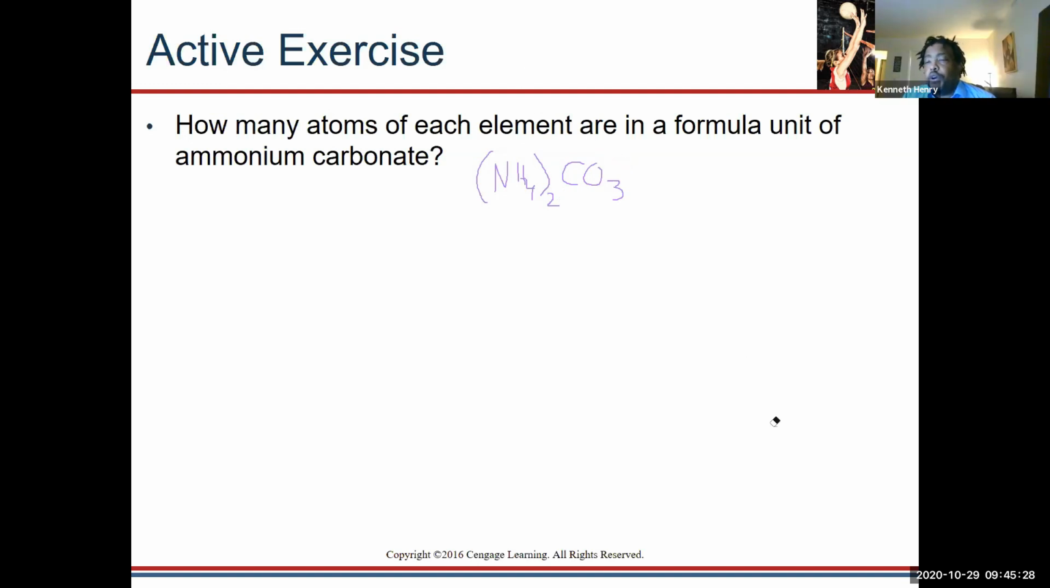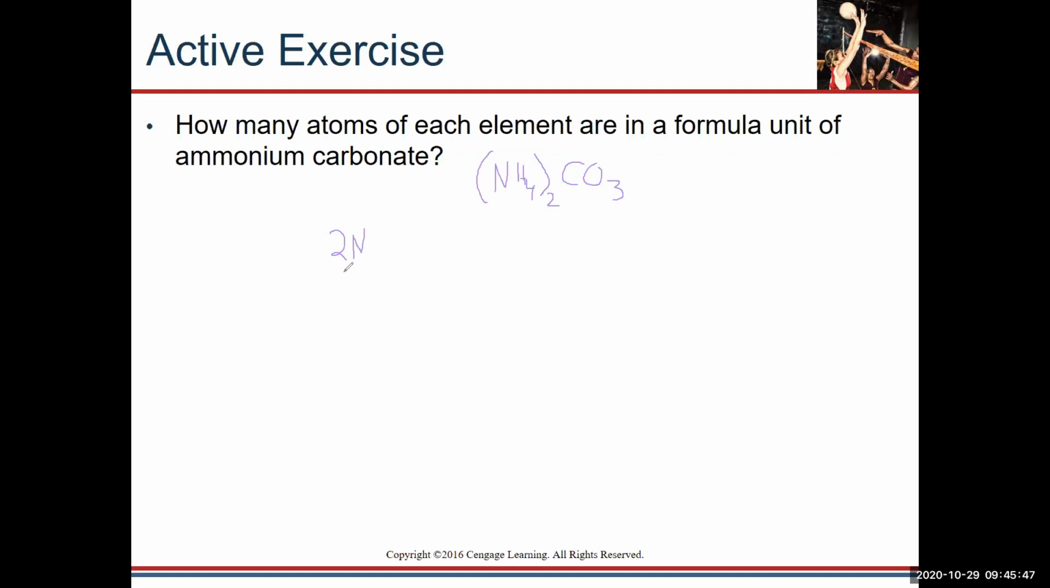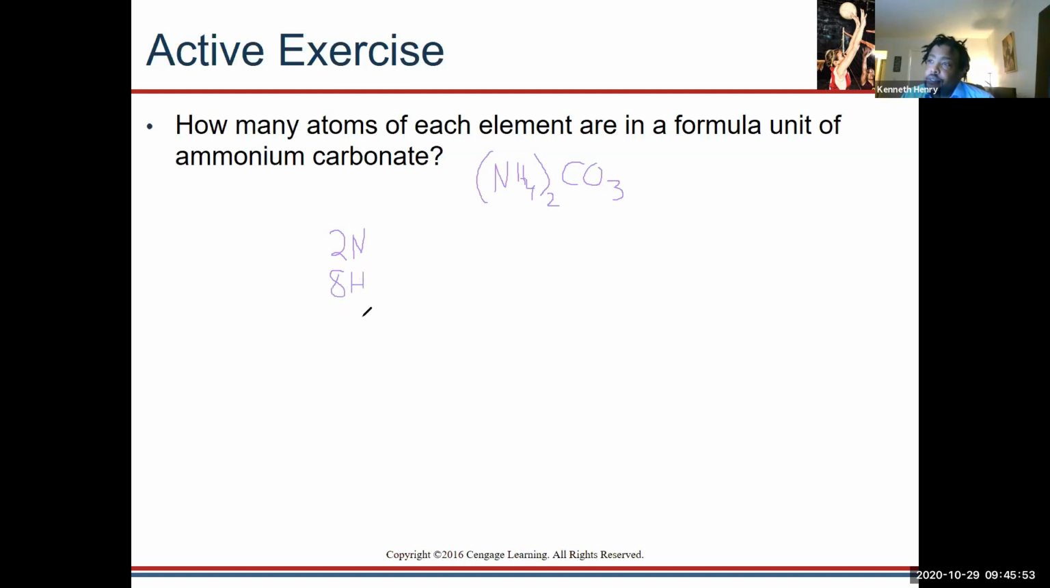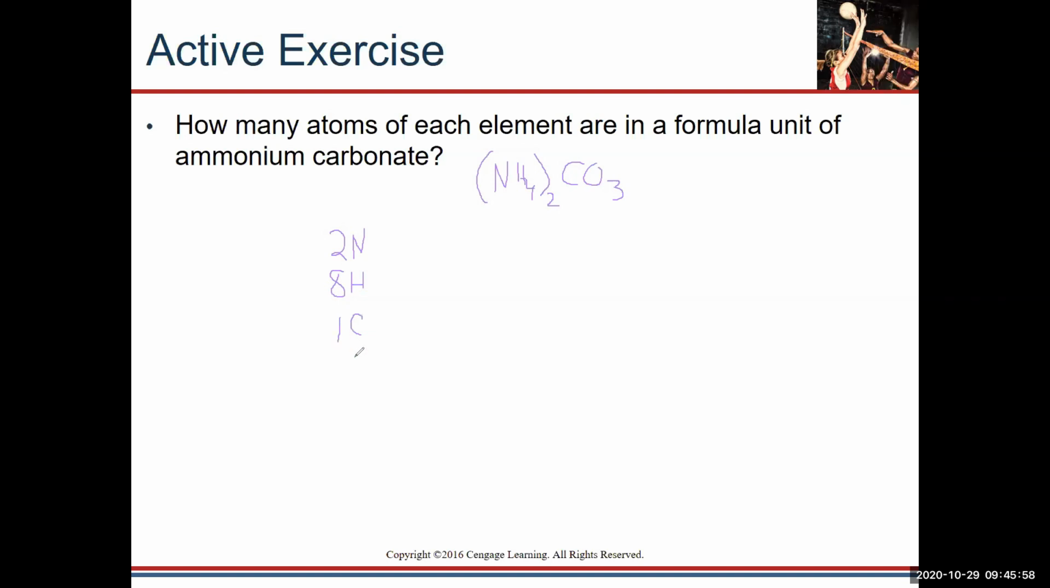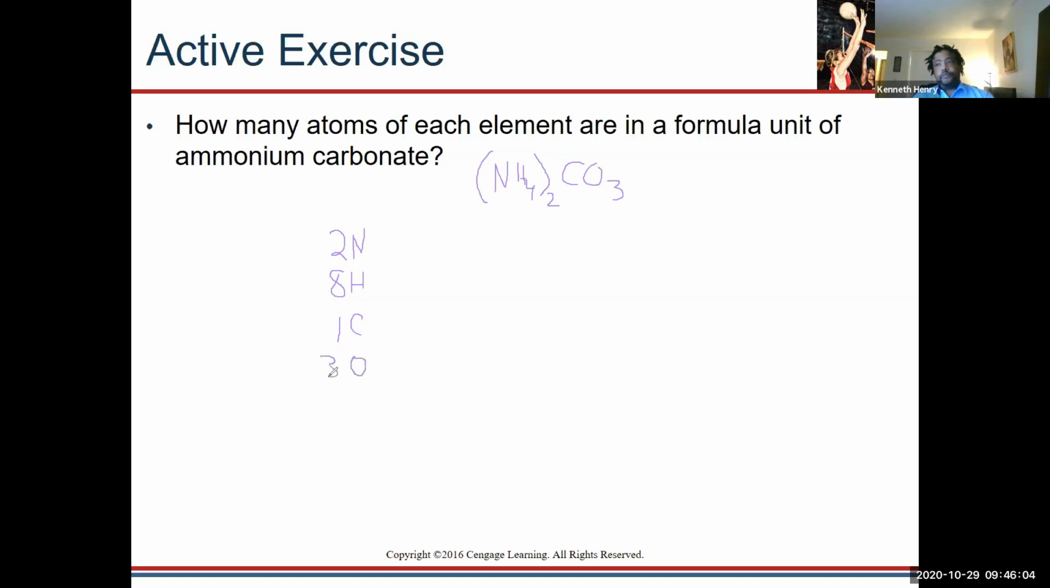Okay, so our chemical formula is going to be (NH4)2CO3. So how many nitrogens do I have here? 2. How many hydrogens? 8. How many carbons? 1. And how many oxygens? 3. Okay. So that lets me know how many of the atoms I have.